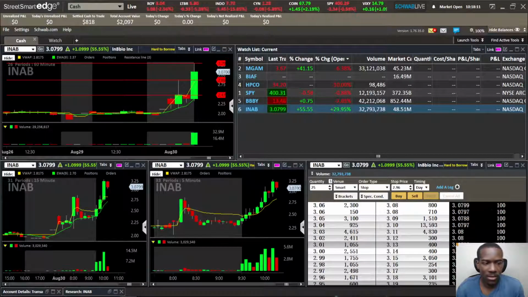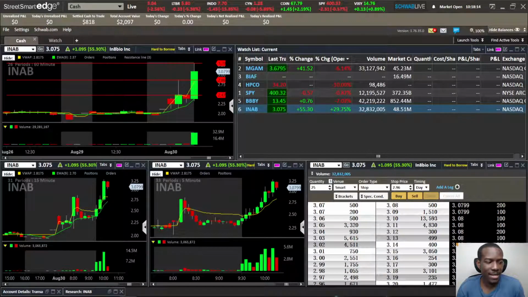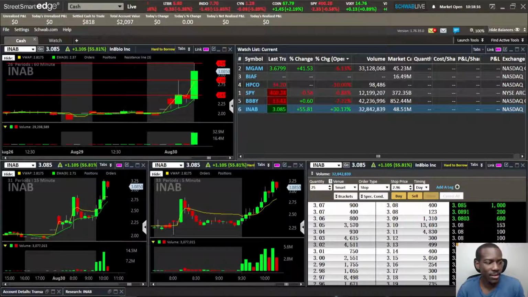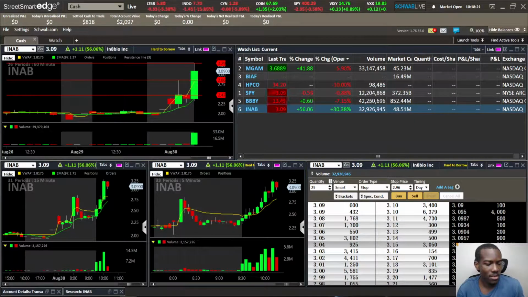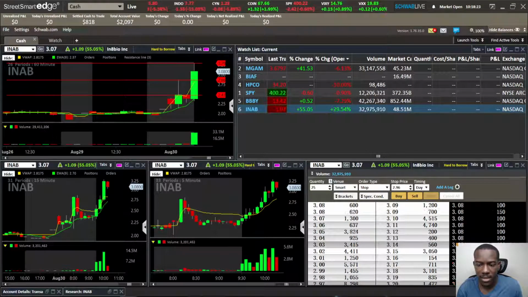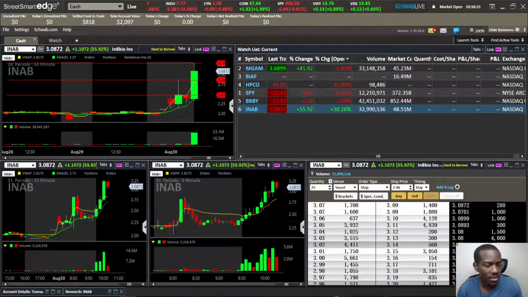FFIE, Faraday Future, getting going, down 16% today, 17%. Just looking over here on my scans. Now we're seeing this thing break down to 310s.